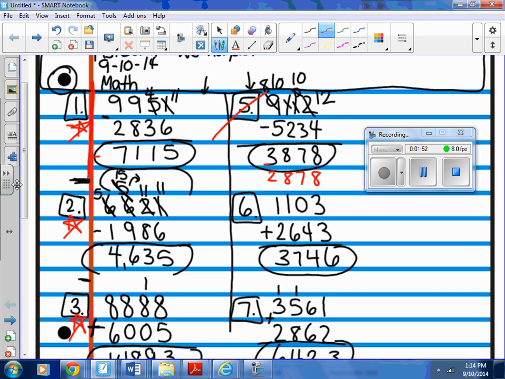So let's see. 12 minus 4, that's 8. 10 minus 3, that's 7. 10 minus 2 is 8. 8 minus 5 is 3. I don't get it. How did I get a 2 right here?